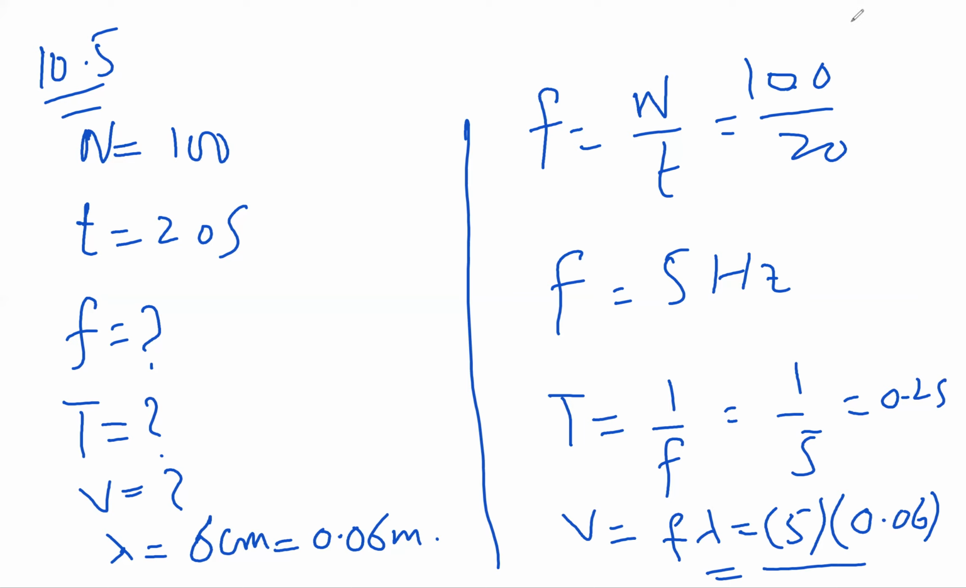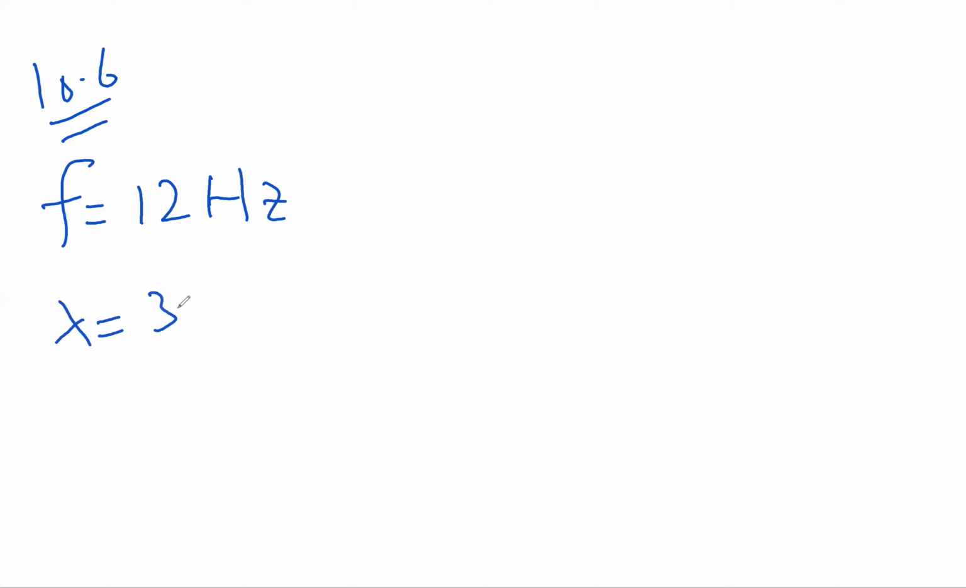Now check the answers. Now 10.6: a wooden bar vibrating on the water surface in a ripple tank has a frequency of 12 hertz. The resulting wave has a wavelength of 3 centimeter, which is equal to 0.03 meter. Calculate the wave velocity.